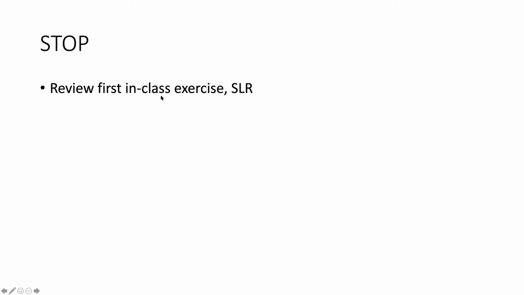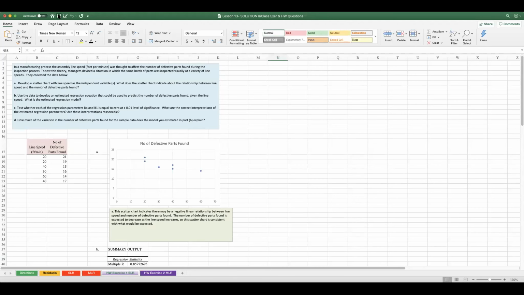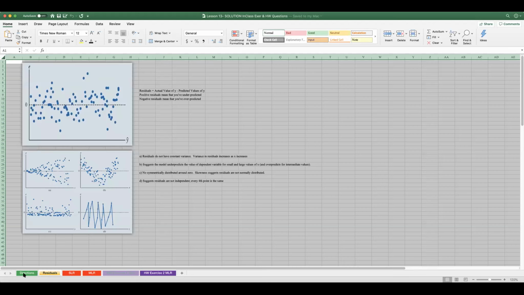All right, let's look at our first in-class exercise that has to do with simple linear regression. I'll share that file. Okay, so when you get to this, this is your homework file as well. I put them together just like last week. Save this as last name, first name, homework lesson 13, and then save it on this purple tab. So when you get to that purple tab, just hit save at the very end before you upload it right there. Okay, so that will meet those requirements.